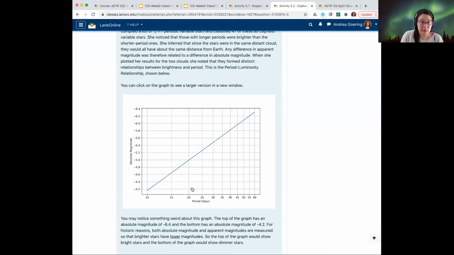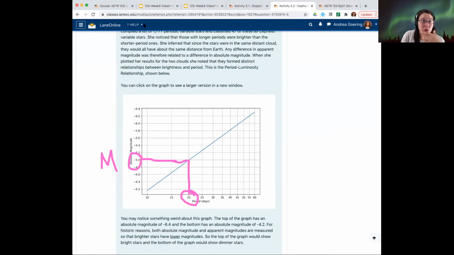If I have a star that has, for example, a period of 20 days, then all I do is I draw a line straight up from my period number to that period luminosity relationship line. And then I follow that back, over on my y-axis, and the absolute magnitude, big M, is found over here. So a star with a period of 20 days would have an absolute magnitude of -5.